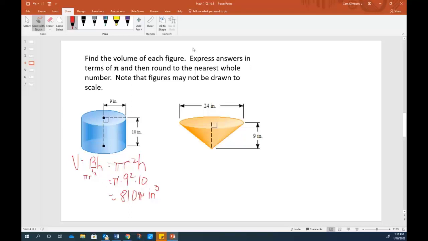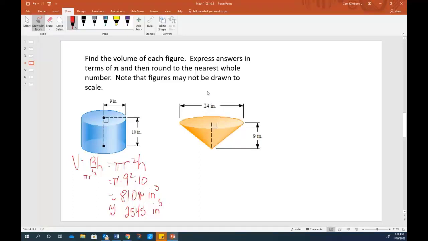Then round to the nearest whole number. So I'm picking up my calculator and going to punch in 810 pi using the pi key. I get 2544.69. That decimal just keeps going, but I just want to look at the first spot after the decimal because I have to round it to a whole number. So 2544.6 rounds to approximately, and we use a wavy equals for approximately, 2545, and that is inches cubed. So we have both of our answers there.